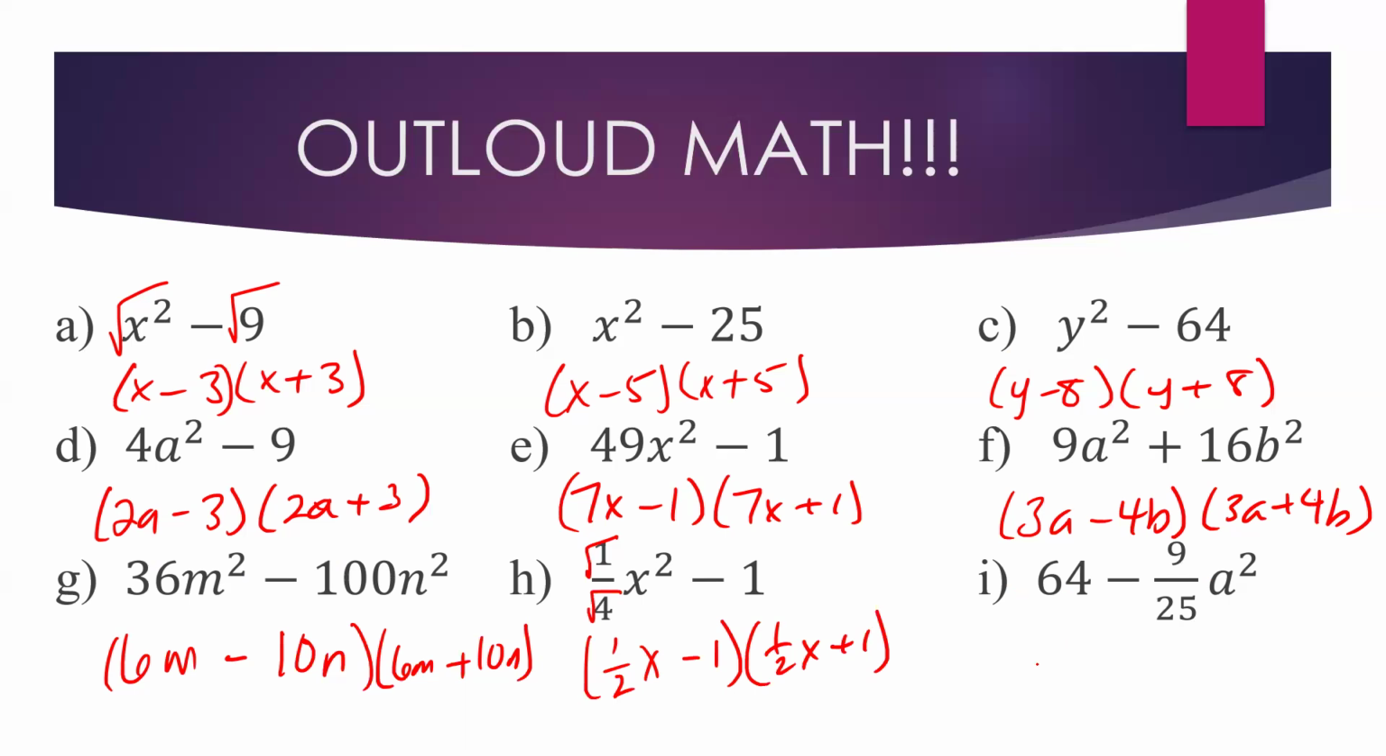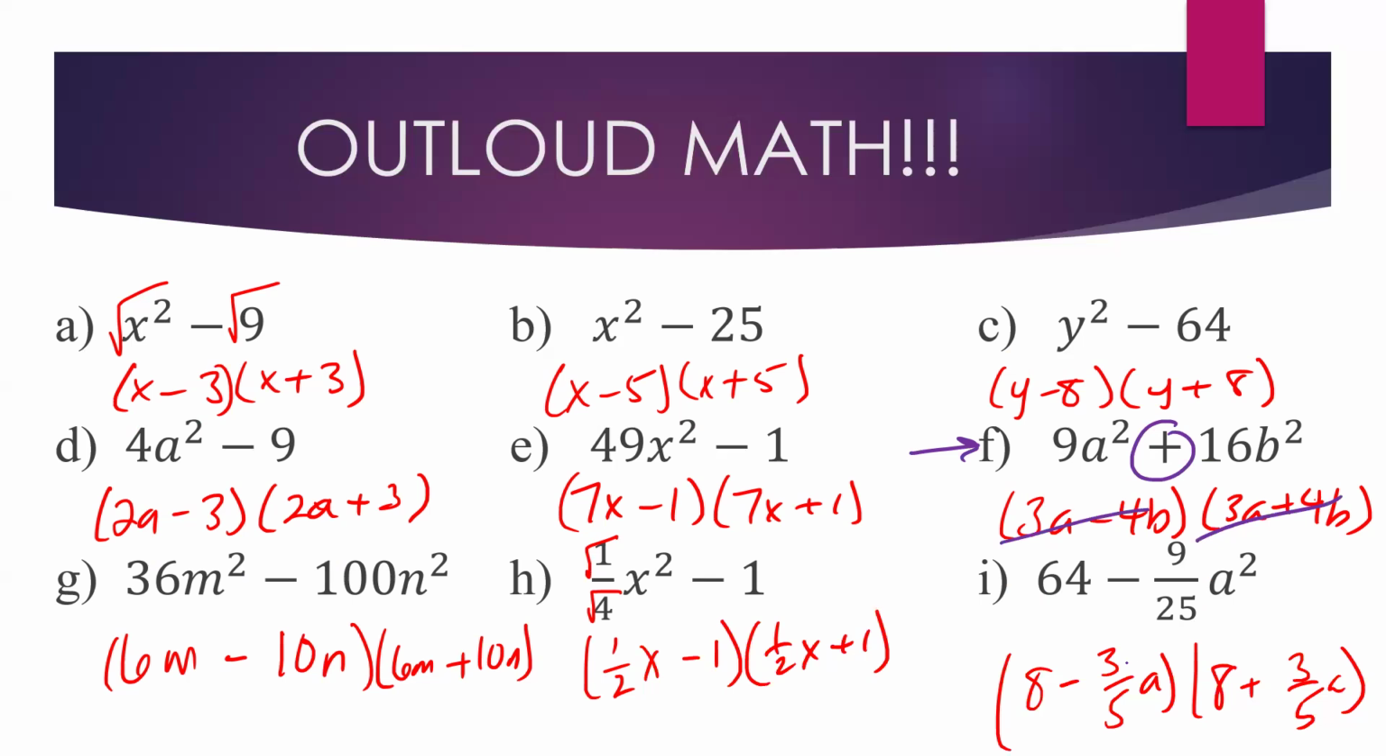Okay, 64. Square root of 64. 8. What happens again with the fraction? 3/5. Okay, now let me highlight which one we got wrong. We got F wrong. F is wrong because F is a positive. There's a plus in the middle. Therefore, I did it on purpose. I did it on purpose so that we can come back.